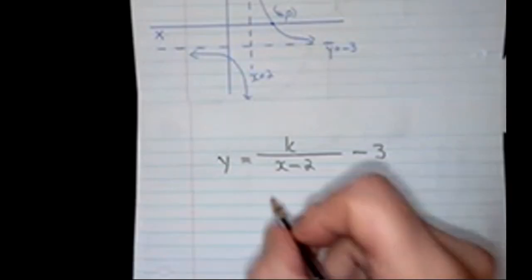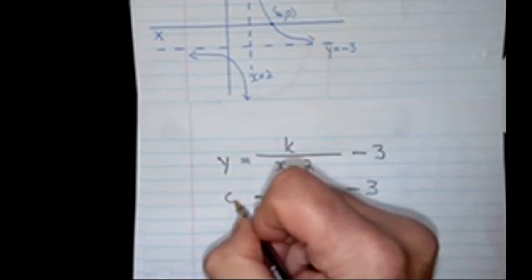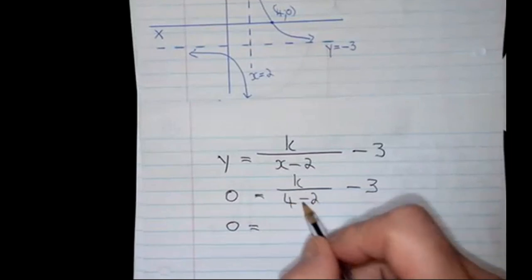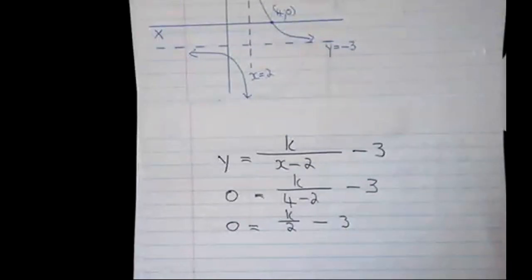So put the 4 where it belongs. And put the 0 where it belongs. That's a y value. And now this has become a great 8 question. Now we can get k from that. Let's see what we have. That's 4 minus 2. So that's k over 2 minus 3. That's what we have. We must get k. Yeah, let's think, what's the easiest way? I think let's move the minus 3 over.